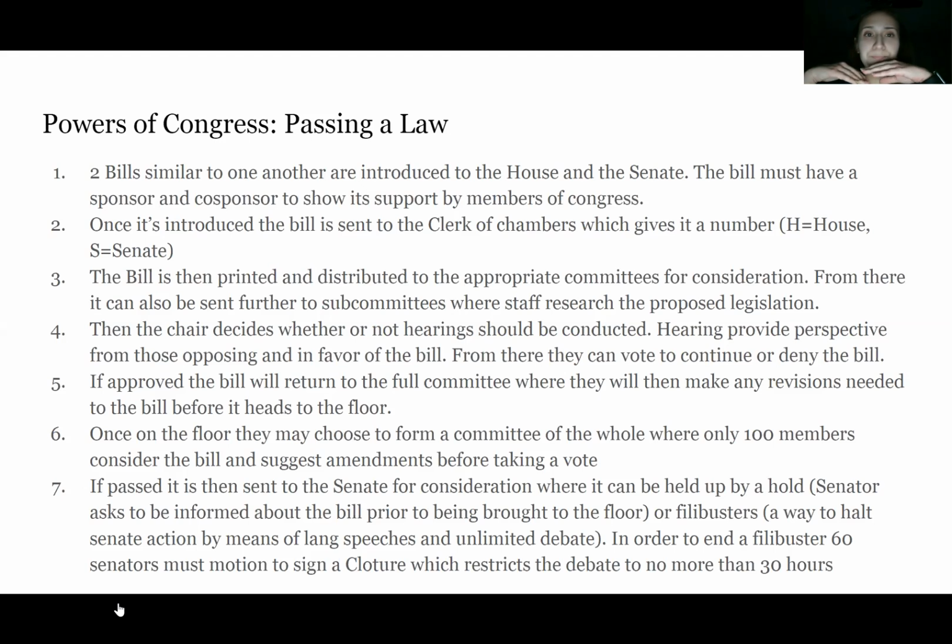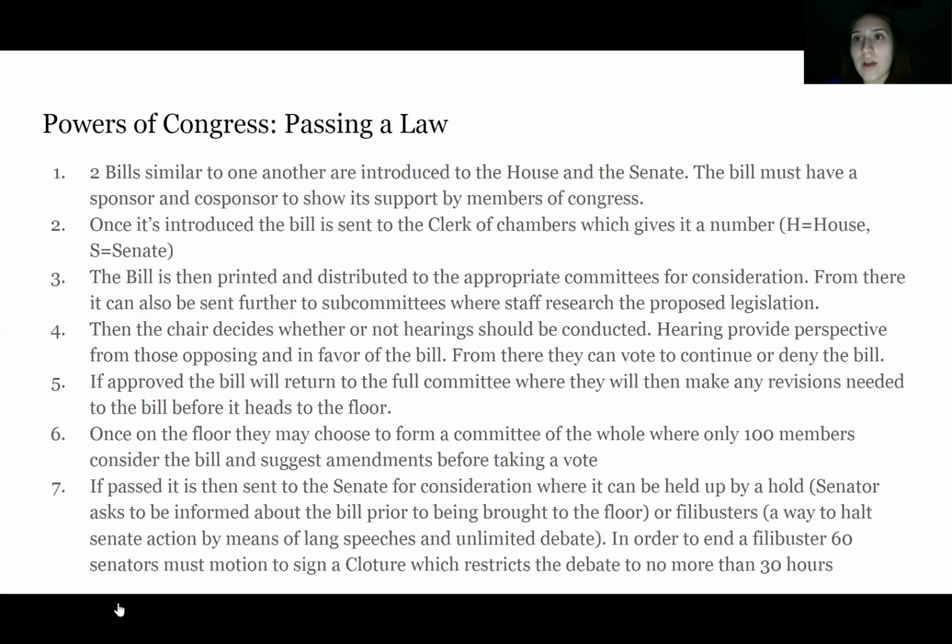Then we have the bill. Once it has sponsors, it will be sent to the clerk of chambers, which then gives it a number and a letter. So that will kind of codify it. H stands for House, S stands for Senate. Once that is done, the bill is then printed and distributed to committees for consideration.